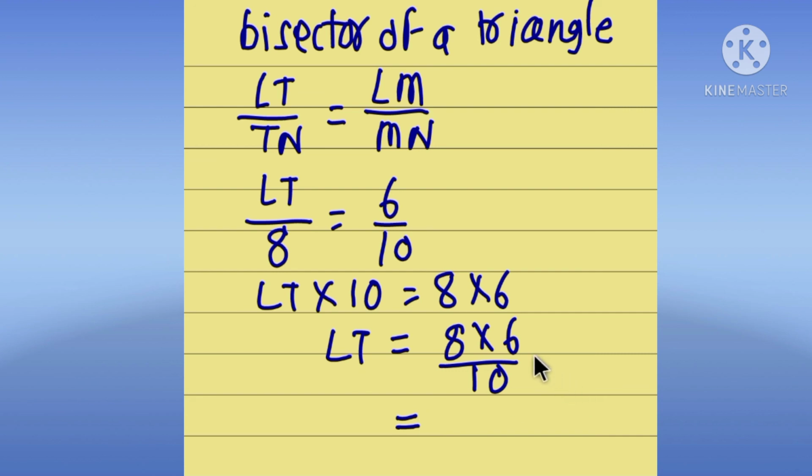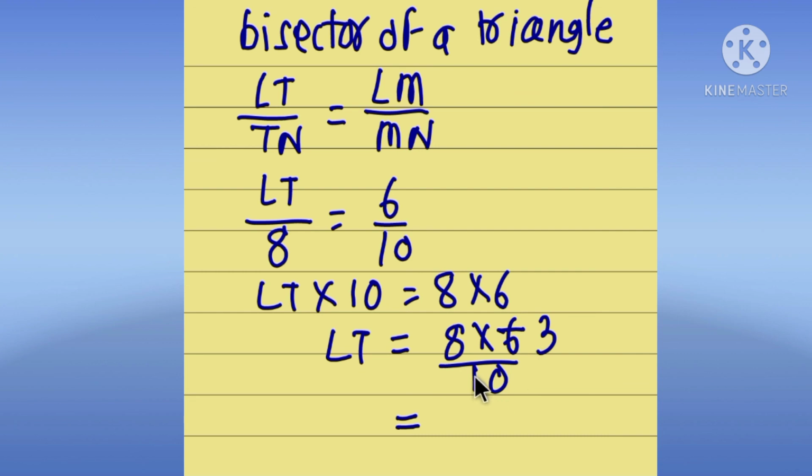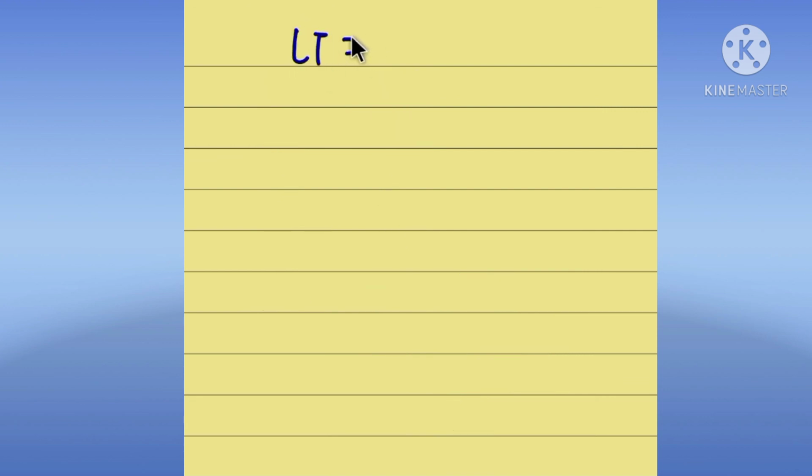Now simplify it. Here are numbers 6 and 10. These two numbers are divisible by number 2. So 2 threes are 6 and 2 fives are 10. Now there is no other number by which we can divide 3 and 5 or 8 and 5. So we do multiplication first. 8 threes are 24 upon 5. Now I am writing it on a new page. LT equal to 24 upon 5.